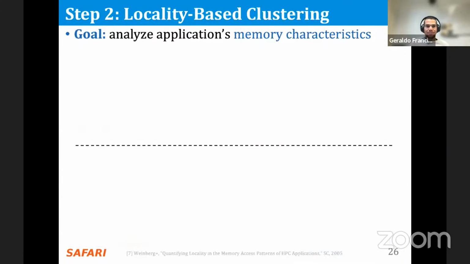We're going to look at the second step. In step 2, we aim to analyze the application's memory characteristics, as for example, locality. Thus, we can understand how it affects the components of the memory system, such as cache behavior or prefetching. To this end, we evaluate 2 key metrics.